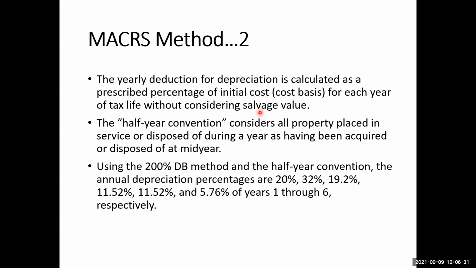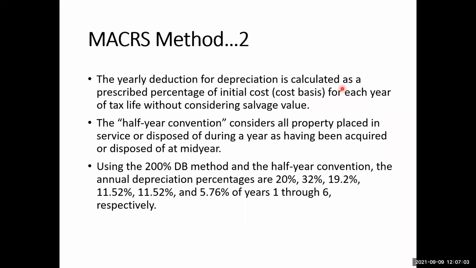So this is one difference in this method compared with the previous methods. In the previous methods, we may consider the salvage value. However, this method does not allow putting in any salvage value. So if you take the tax life of an equipment as 5 years, after 5 years that equipment will be considered to have a 0 salvage value.